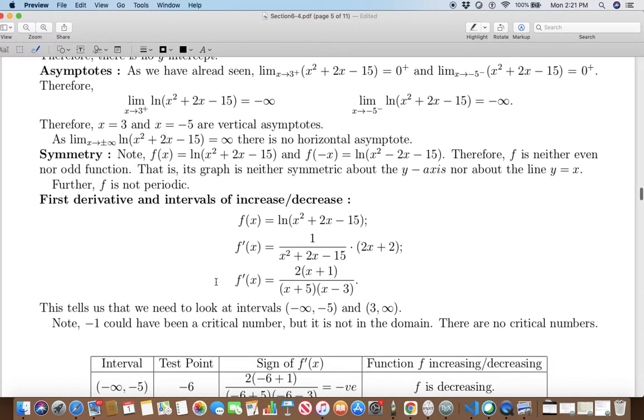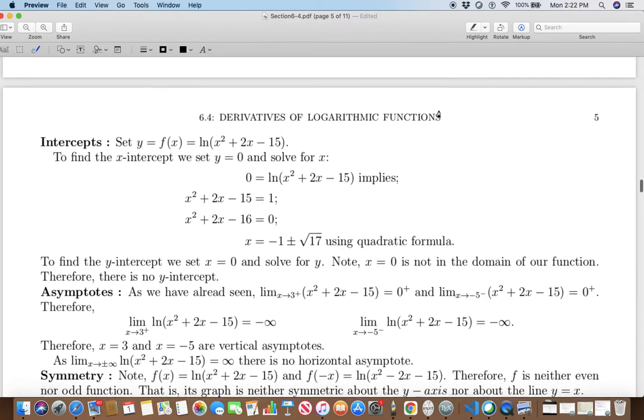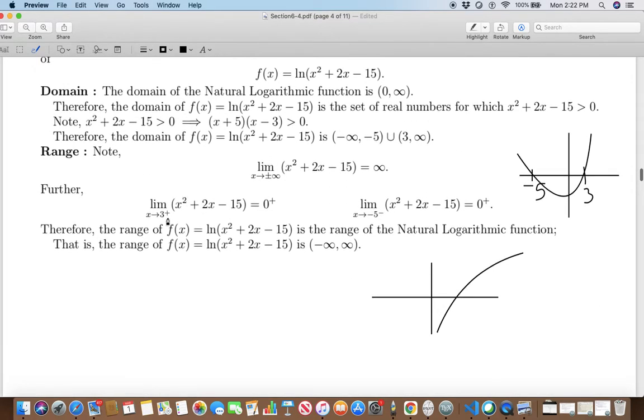How do you find asymptotes? As we have already seen, as x approaches 3 from the right, this polynomial goes to 0 from the right. As x approaches negative 5 from the left, my polynomial approaches 0 from the right. Therefore, when x approaches 3 from the right, the natural log of this expression approaches negative infinity. Likewise here. So as x approaches 3 from the right, my polynomial approaches 0.